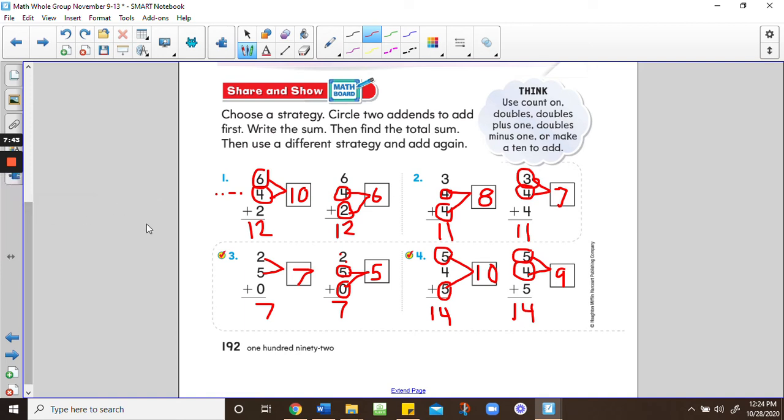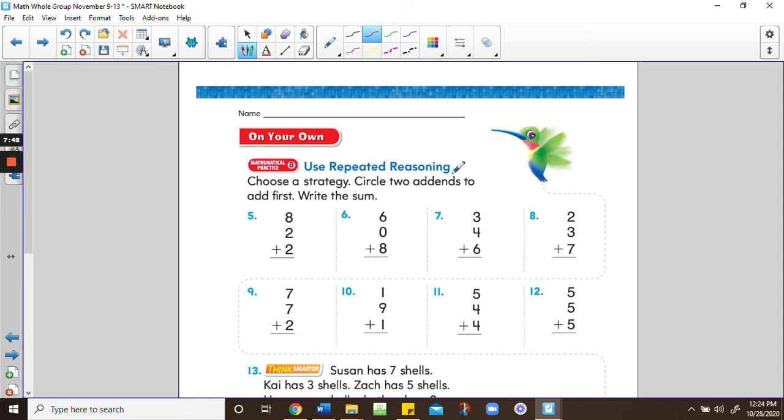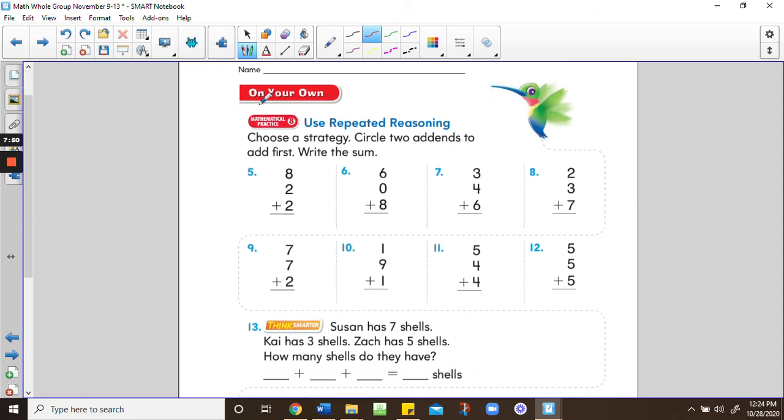Great job. We're going to turn to the next page, 193. What you are going to do, since it's on your own, I want you to pause the video. I want you to circle the two numbers you added first. And then I want you to add the third number and write it. Let me show you an example.